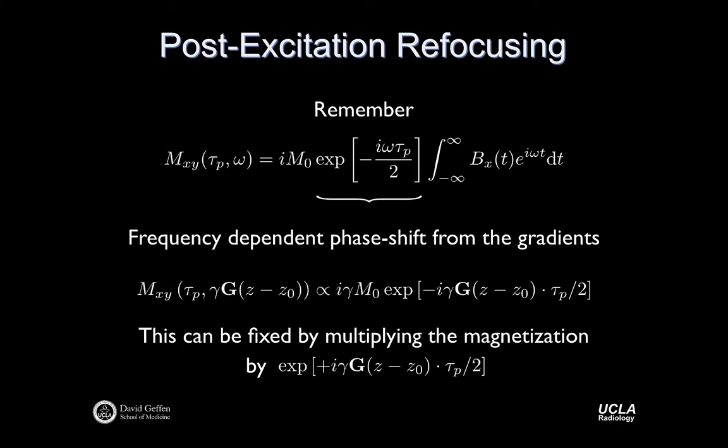So the state of the transverse magnetization at the end of the RF pulse depends on this expression here. There are some constant terms in the front, and then there's what looks like the Fourier transform of that B1 function.